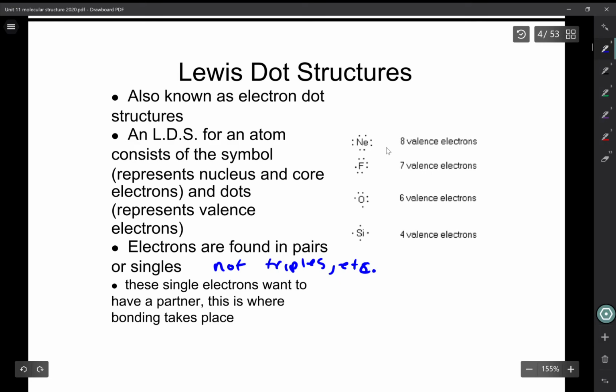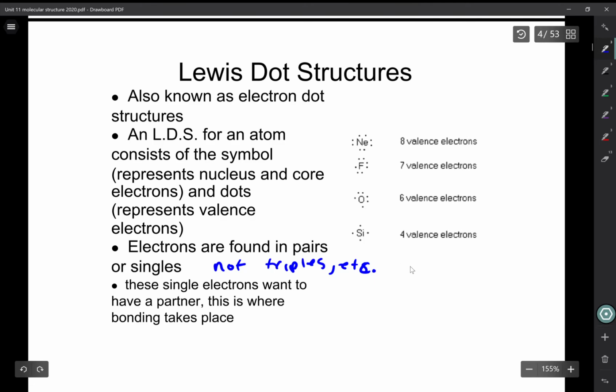So if you see here, neon, our noble gas, has 8 valence electrons. There's 1, 2, 3, 4, 5, 6, 7, 8. So we just put 2 on top, 2 on the bottom, and 2 on each side. Fluorine has 7 valence electrons, so there's 2, 4, 6, and there's our 1 there. That gives us 7. Oxygen has 6 valence electrons, 2, 4. Now what we do is split these up to make 2 bonding sites. When we start Lewis dot structures in the next video, you'll see how that works.